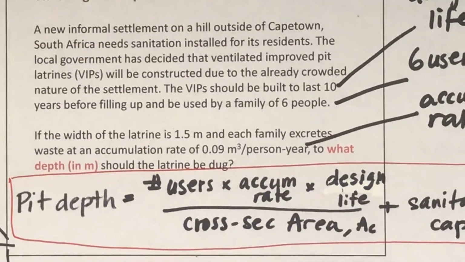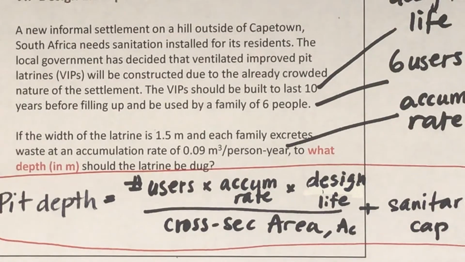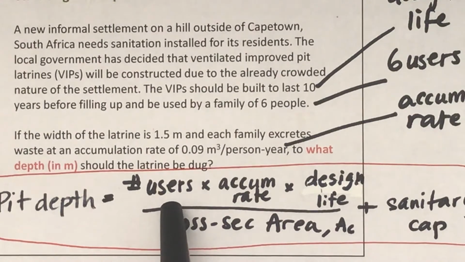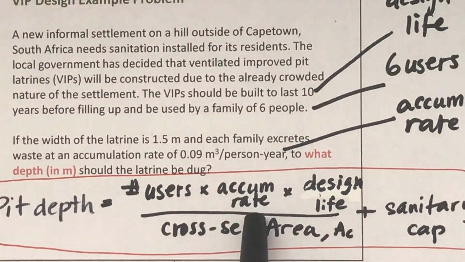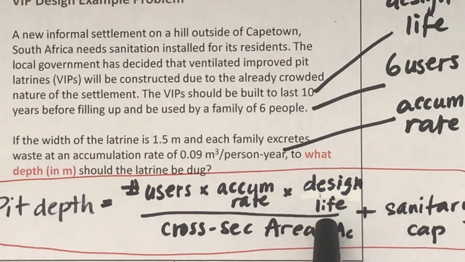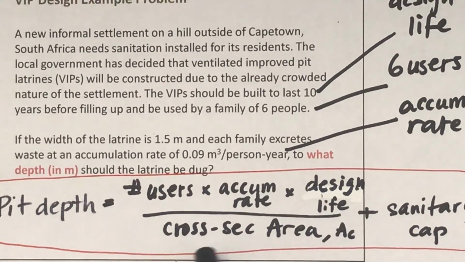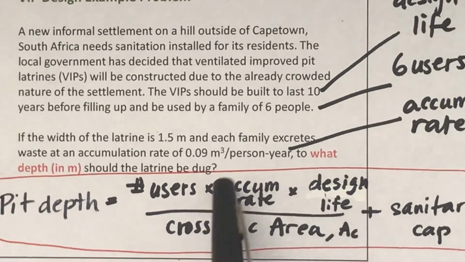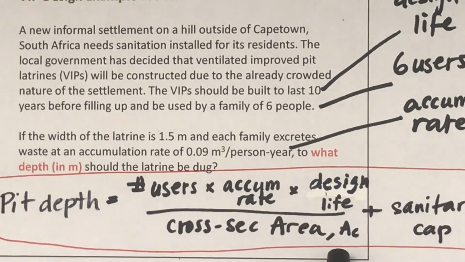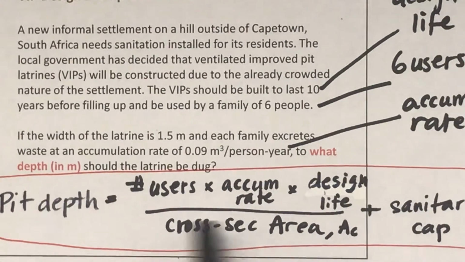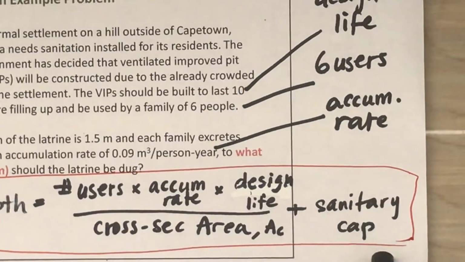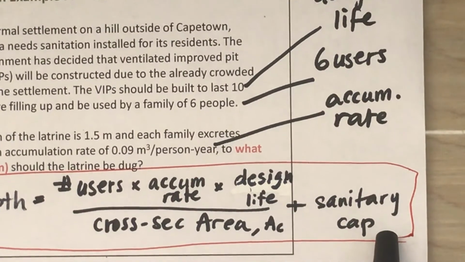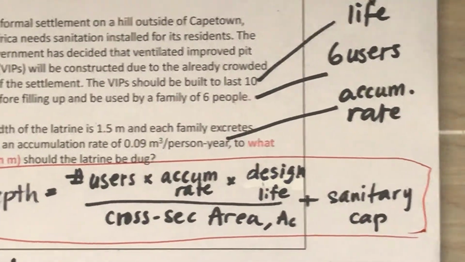And we've covered this equation before: the depth is determined by the number of users, generating a certain amount of volume per year per user, times the design life in years, divided by the cross-sectional area. So this is like volume divided by cross-sectional area equals height or depth of the pit. Then we need to save a little bit of space for the sanitary cap, which is usually 0.5 meters.